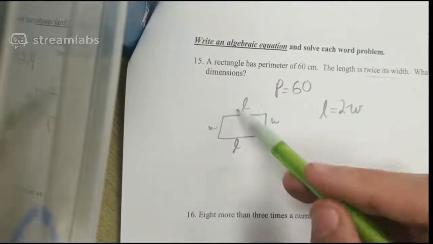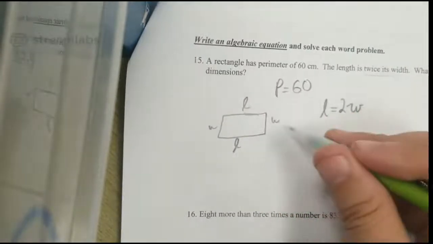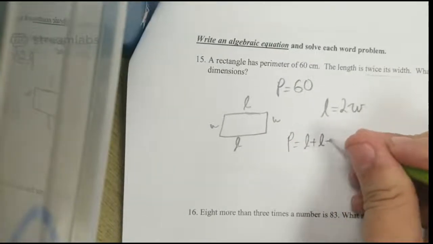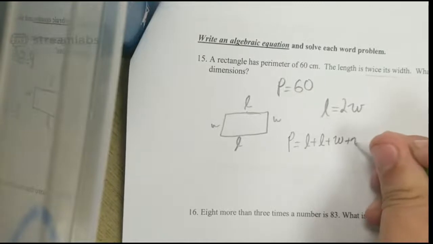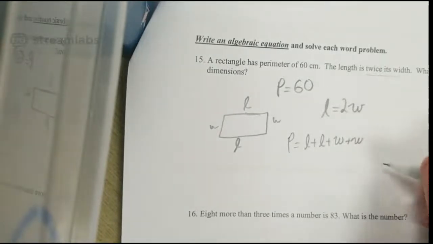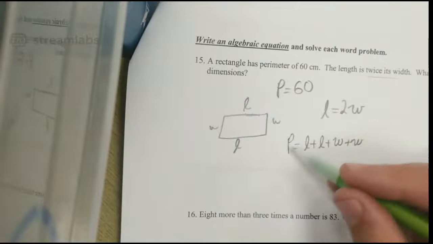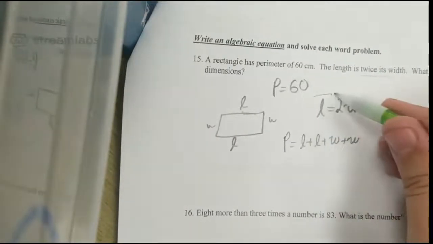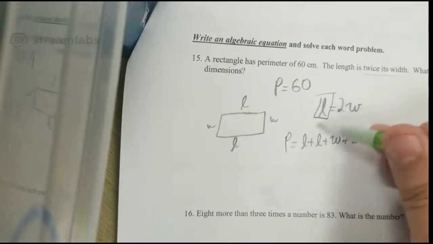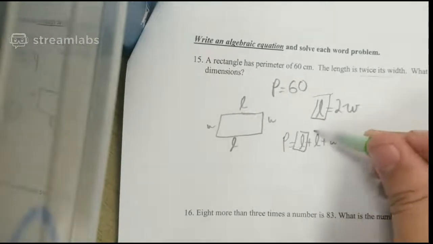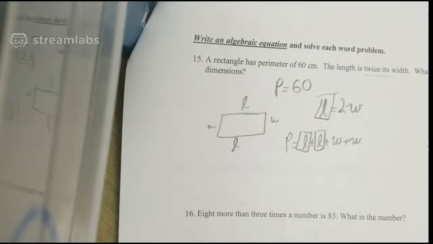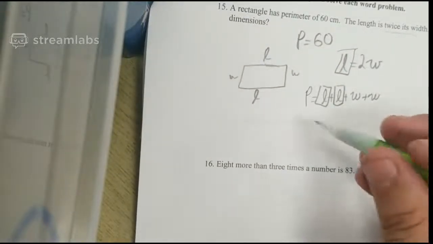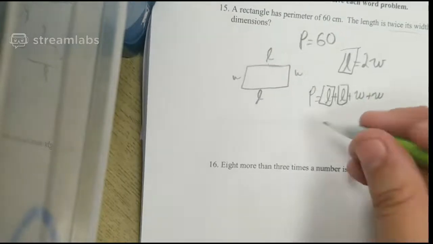We know the perimeter is supposed to be all the sides add up. So the perimeter is your length plus your width plus your width. So those things added up should equal the perimeter, I should say. We have 2 L's over here, and we can replace, or substitute, those L's with the 2 W's. So now we only have one variable each.